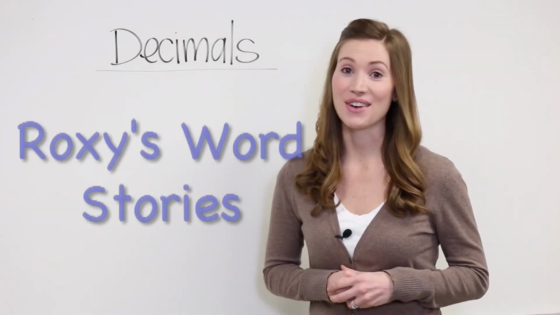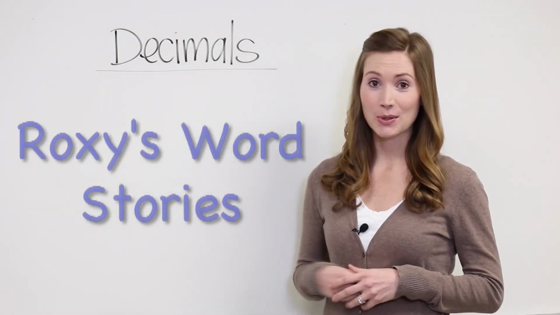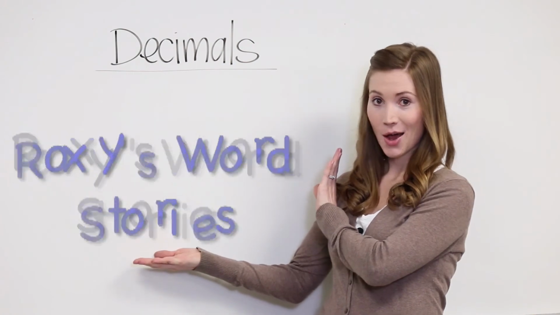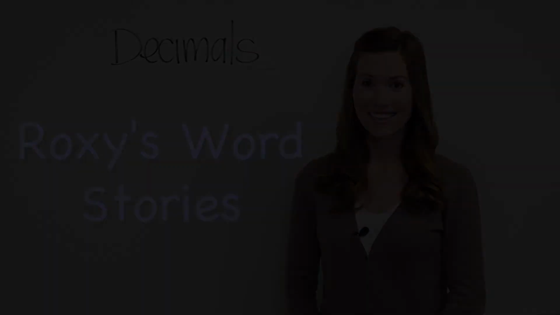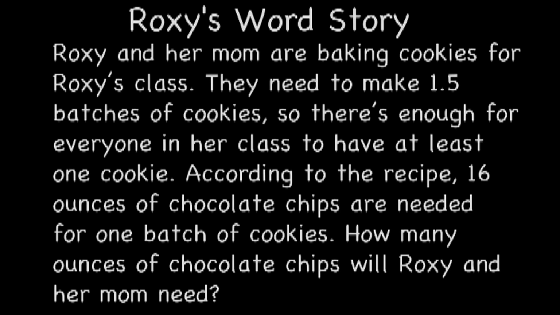It's now time for Roxy's word problem of the day, which we like to call Roxy's Word Stories. Let's read today's word story together. Roxy and her mom are baking cookies for Roxy's class. They need to make 1.5 batches of cookies, so there's enough for everyone in her class to have at least one cookie. According to the recipe, 16 ounces of chocolate chips are needed for one batch of cookies. How many ounces of chocolate chips will Roxy and her mom need?